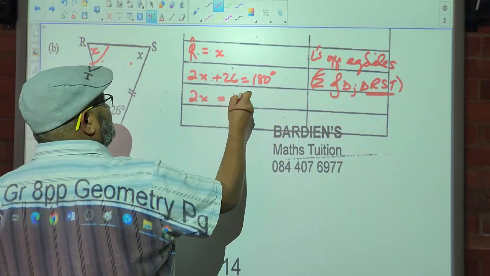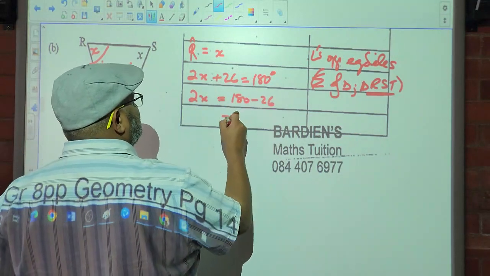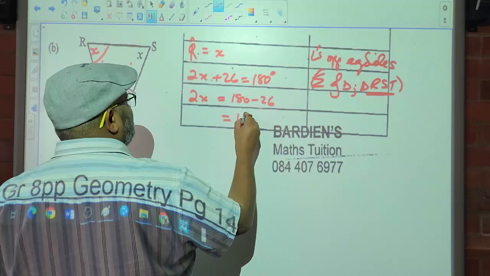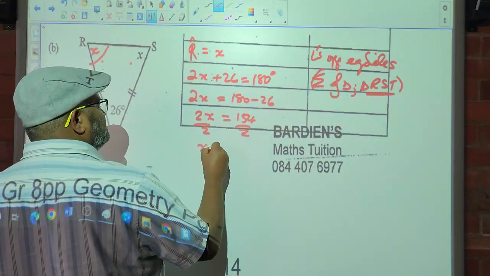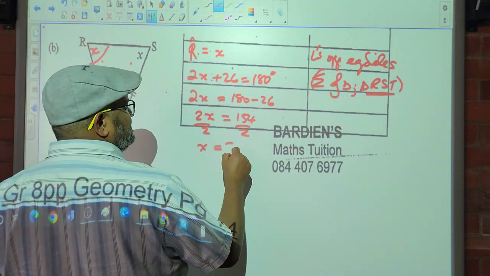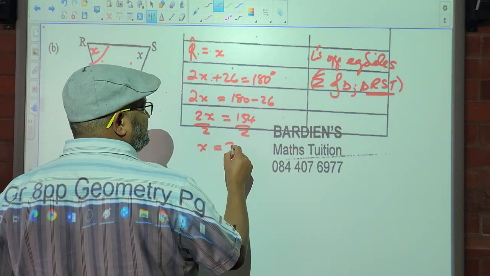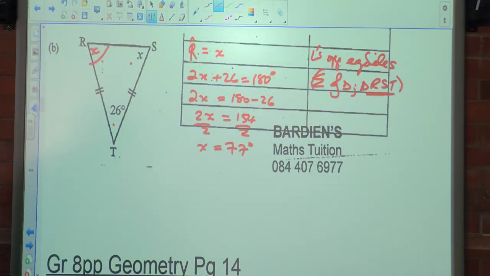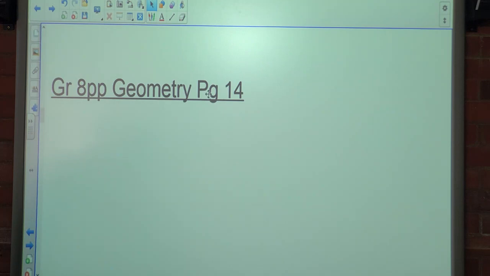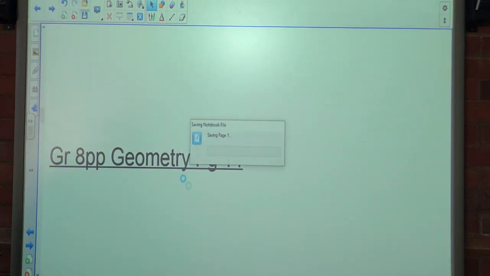So 2x is equal to 180 minus 26, which is 154. Divided by 2 gives you an answer of 77. Is that correct? Yes, sir. Right. Let's carry on.